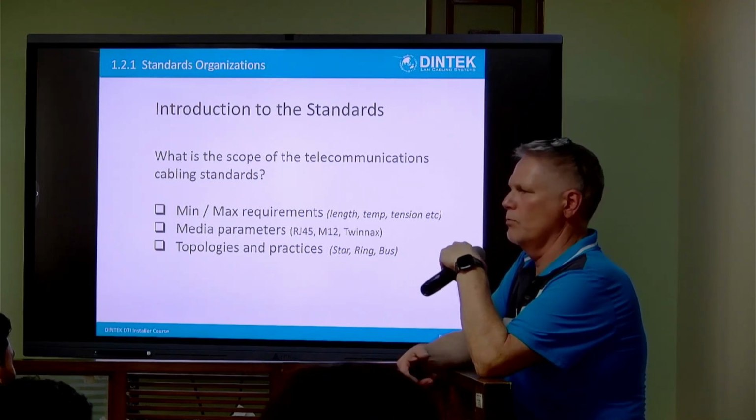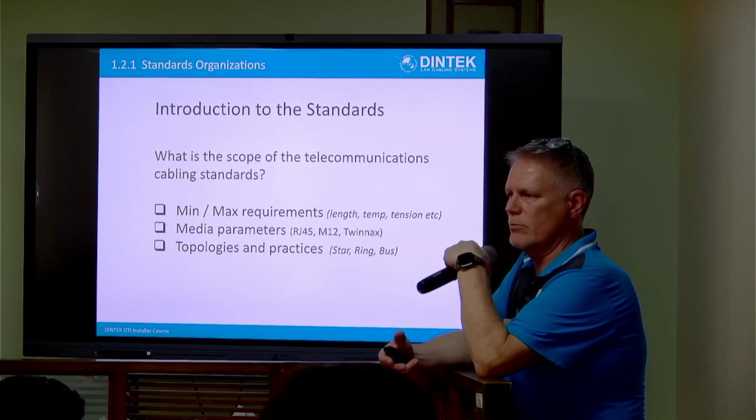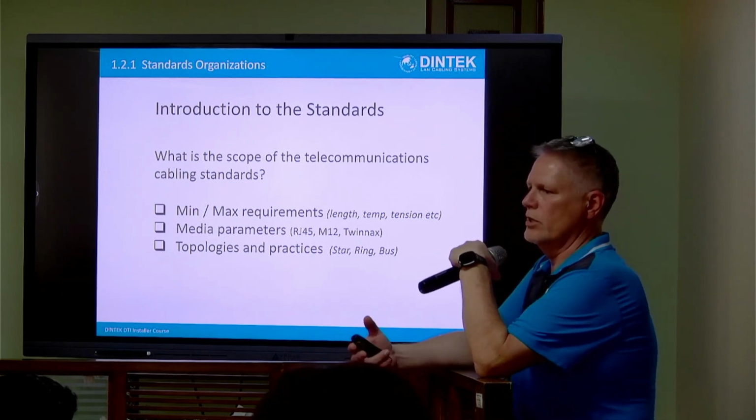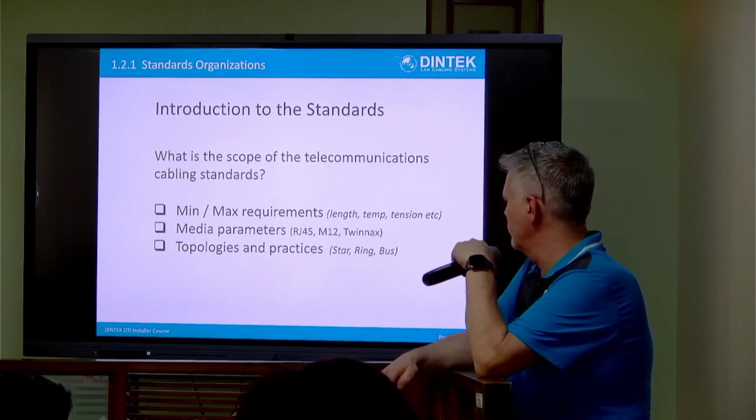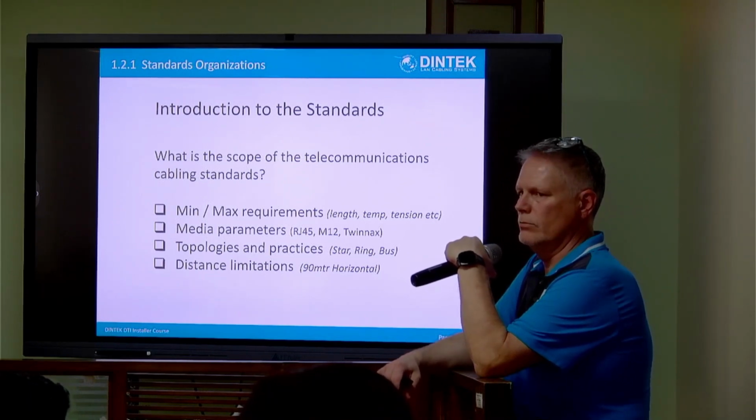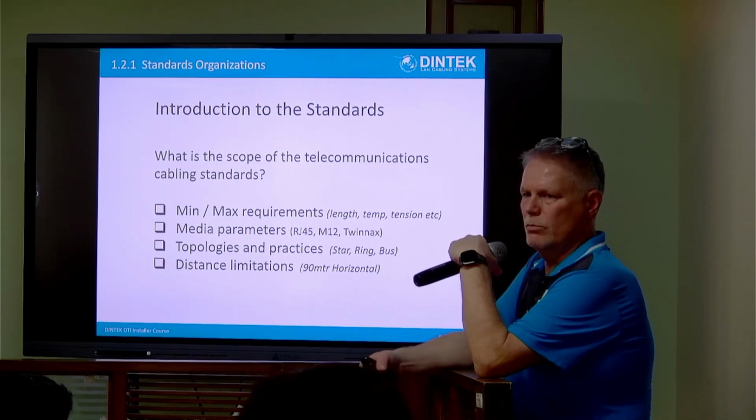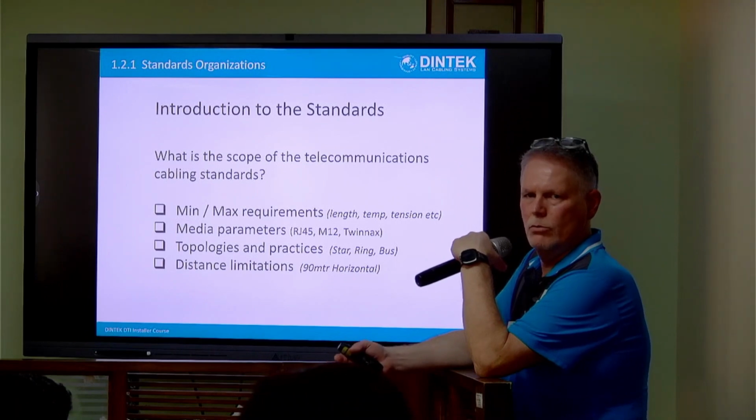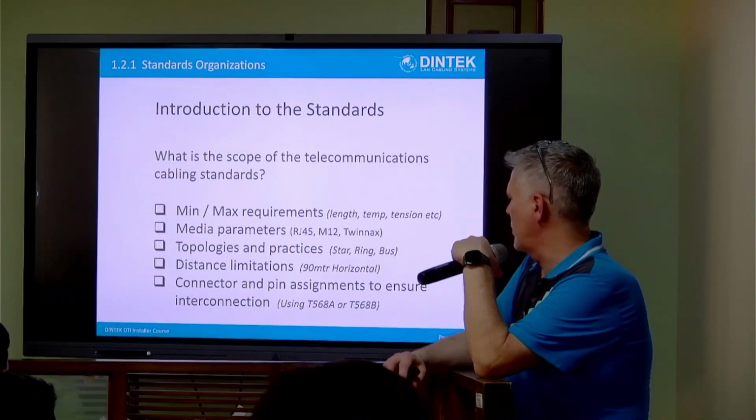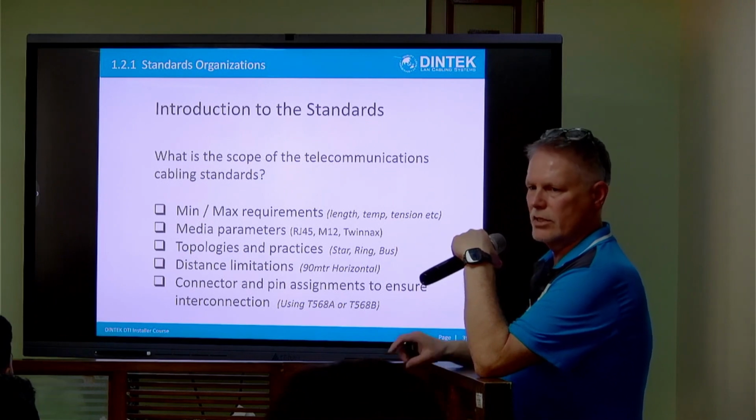Topologies and practices: whether it was star, ring, or bus topologies we used for our cabling systems, whereas now it's more star topology. But back then, we were still using ring and bus topologies. It also set distance limitations for cable as well. So, for instance, with twisted pair cable, it's a 90 metre horizontal length. And it set the connector and pin assignments, like we said before about the T568A and T568B.